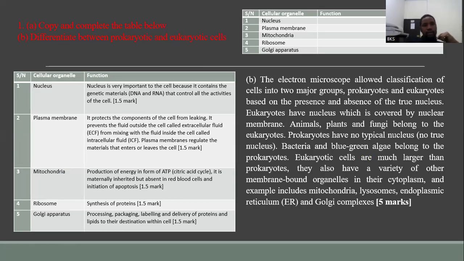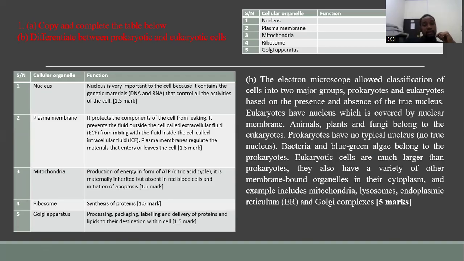Copy and complete the table below. You are given a table with a list of several organelles, and you have to put in the functions. For example, the nucleus: what is its function?